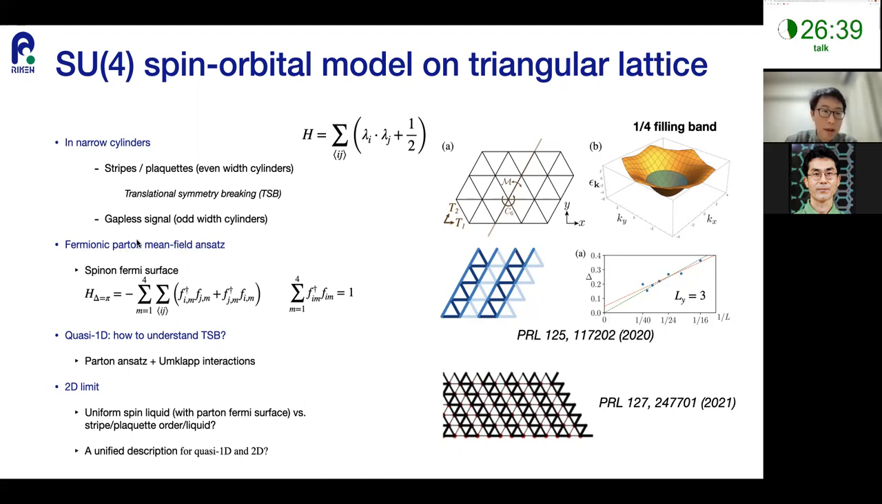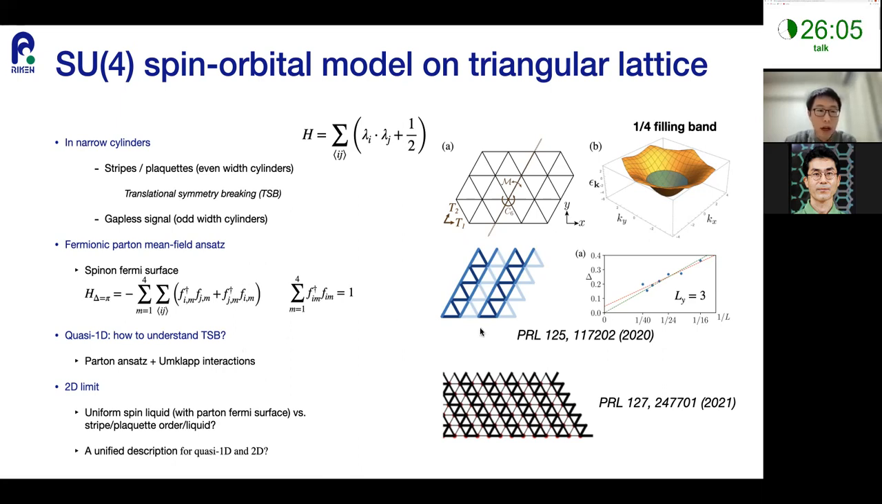The previous understanding of this model considers this parton construction, called the uniform pi flux model, and this is the related band structure and Fermi surface. So in two dimensions, its physics can be considered as a gapless spin liquid state with a spinon Fermi surface.